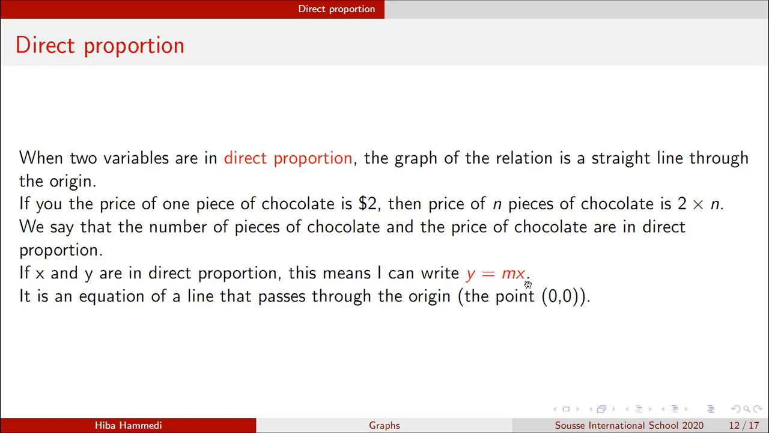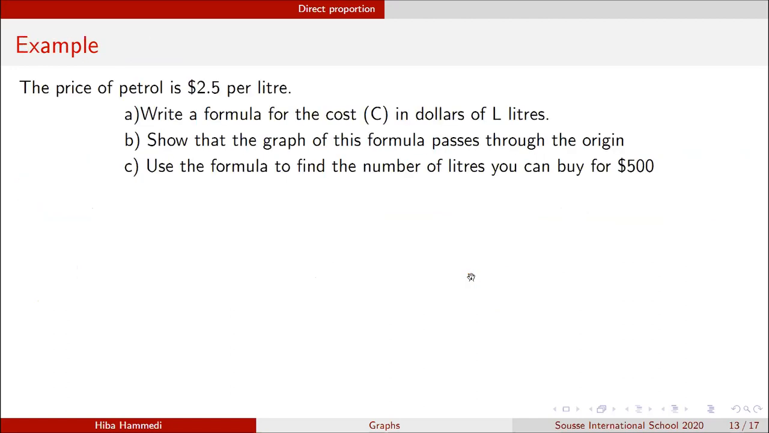Writing it like that, we can see that this is the equation of a line, the gradient of the line is equal to m, and it passes through the origin. It means when I take x equal to 0 in this expression, y should be equal to 0. I don't care about the value of m, whatever the value of m, multiplying m by 0 will give you y equal to 0. Well, let's take an example. It will help you to understand better.